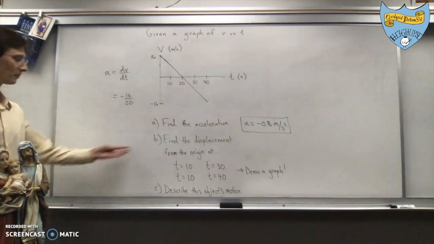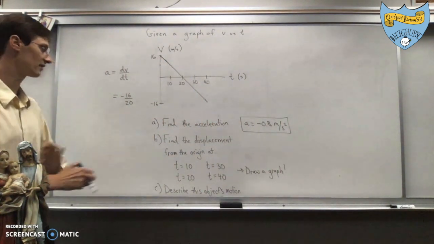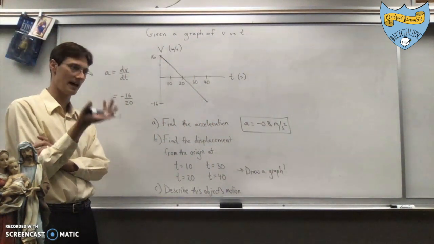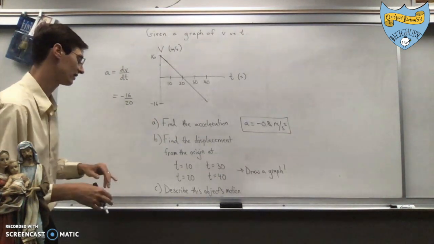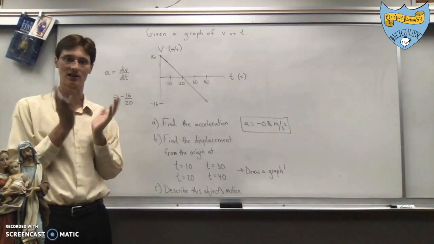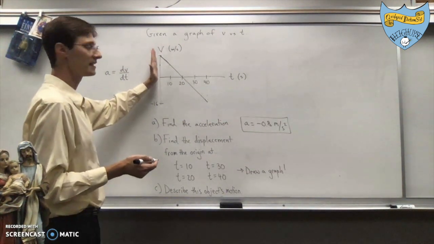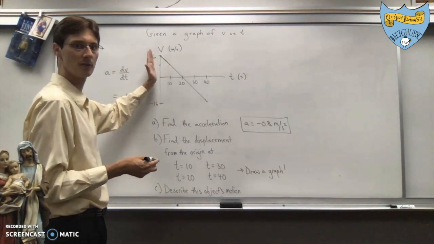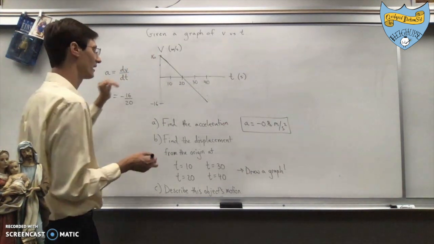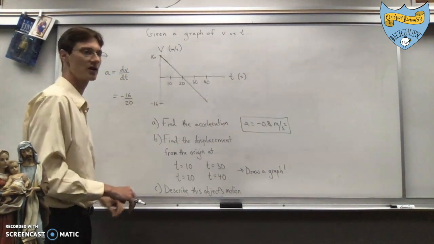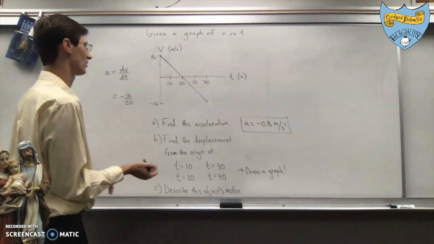Perfect. All right, part B asks you to find the displacement from the origin at, and then it specifies a bunch of different times. Whenever you're asked to find the displacement from the origin, it means from the initial moment, from the initial position where it begins, assuming that it starts at the origin, which usually for these kinds of questions it will.